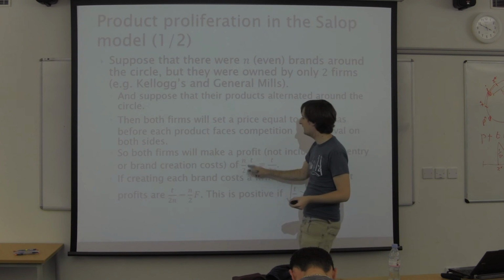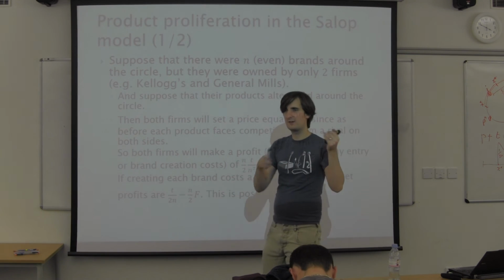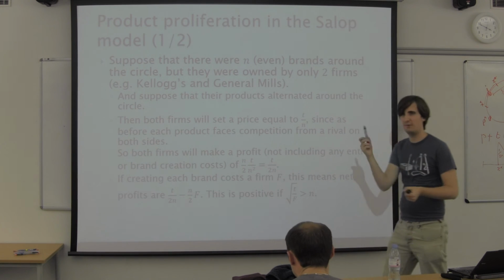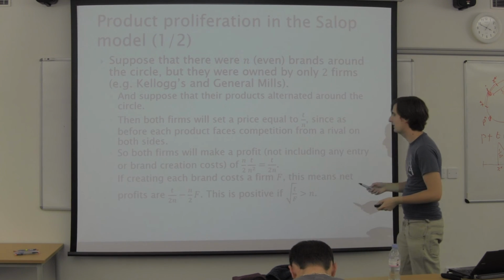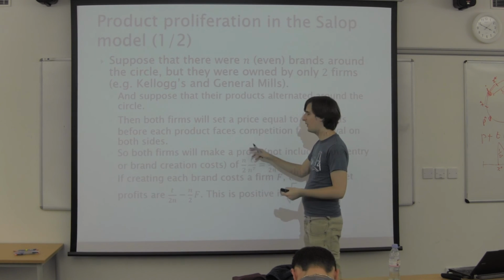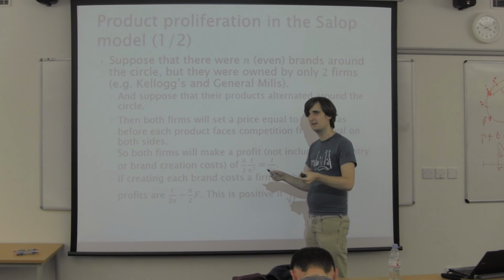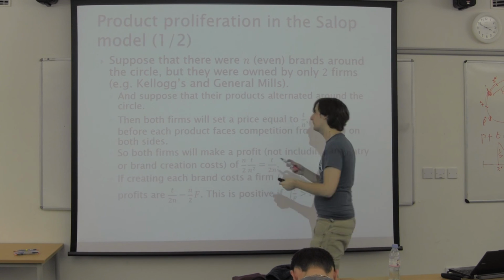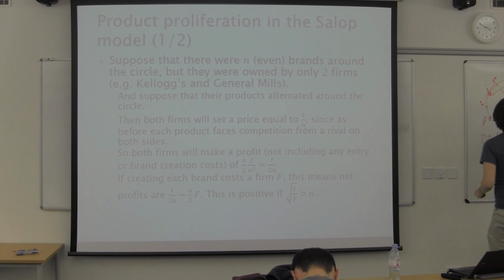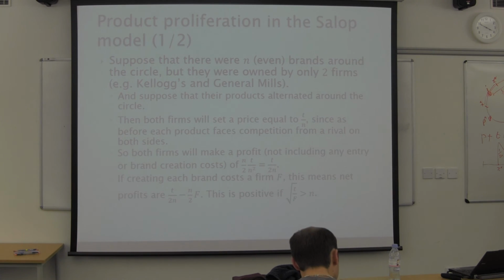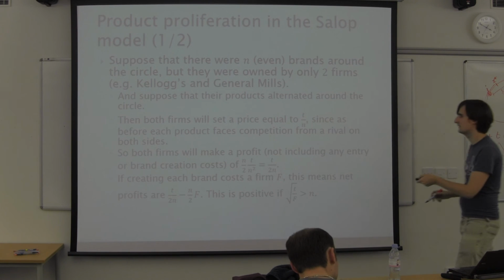No. Firms are selling a total of n over 2 products. Kellogg's sells half the products, General Mills sells the other half. So each product has a demand of 1 over n. They sell a total of n over 2 products. So we have 1 over n times n over 2 times the price they sell, which is t over n, times t over n. The n's cancel, and this is just half t over n. What's on the slide?